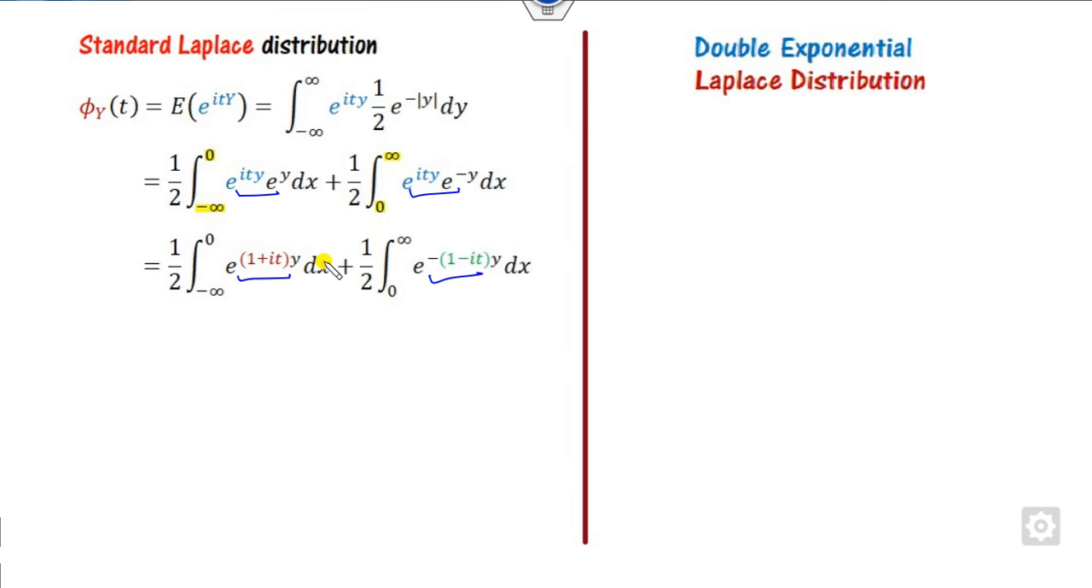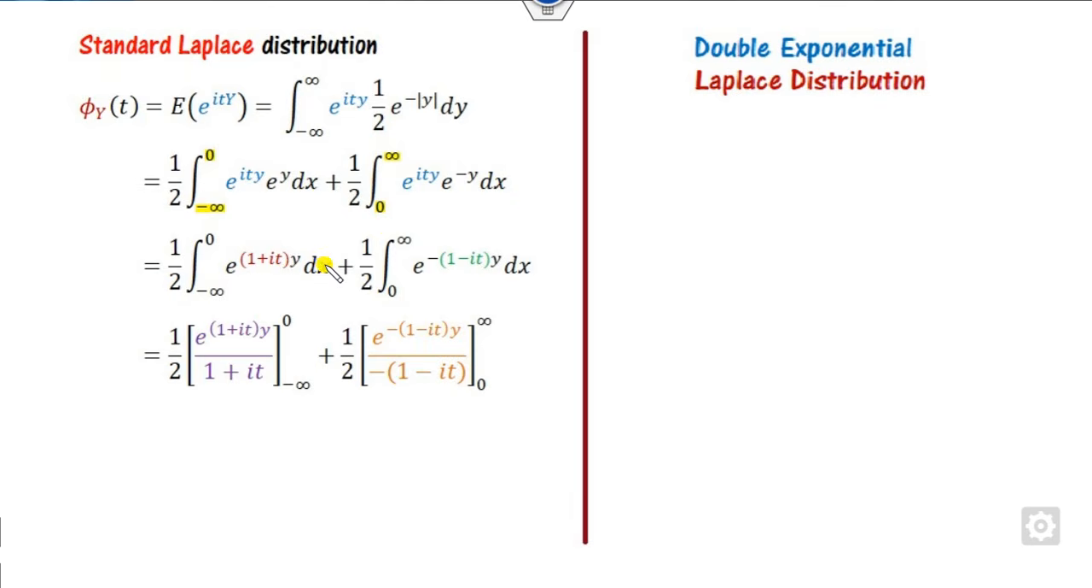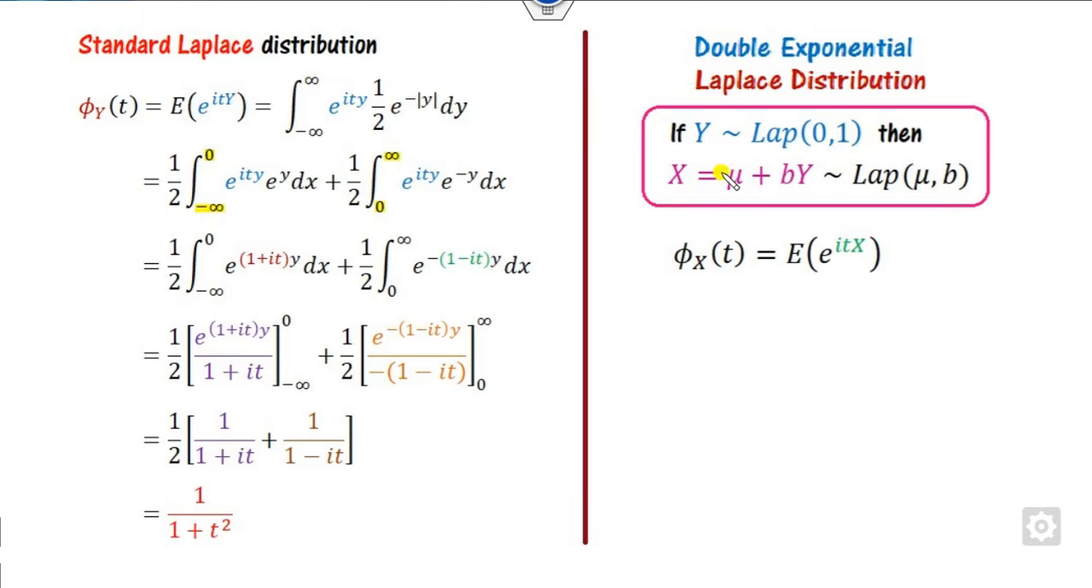Now you can integrate this, with respect to y. So when you integrate them, you will get this expression as here. Again, you can substitute the limits. When you substitute 0, it becomes 1. If infinity, it becomes 0. So this will be here. Similarly, you can find the characteristic function of the double exponential like here.